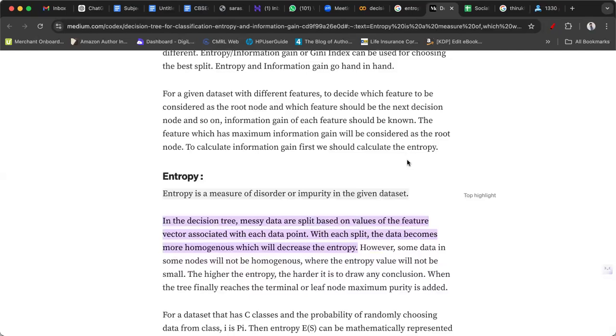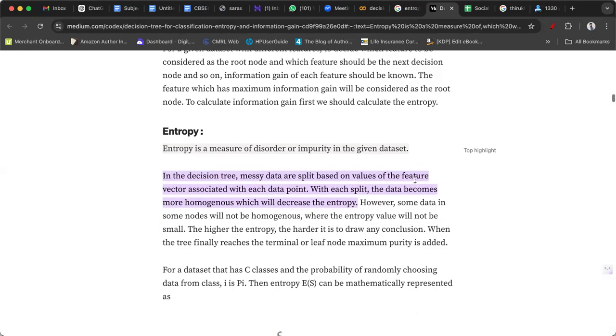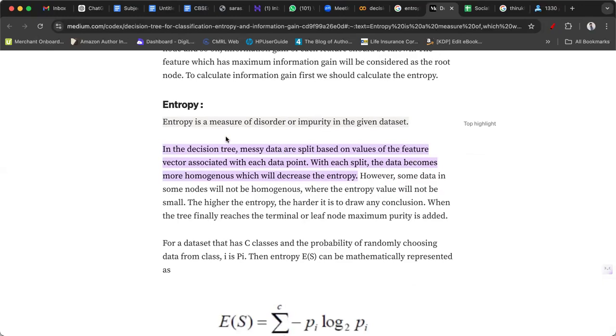To calculate the information gain, first we should calculate the entropy. Wherever you are calculating entropy, you have to consider information gain, and wherever you are calculating information gain, you have to consider entropy. That is why they go hand in hand. Entropy is a measure of disorder or impurity in the given data set. It's a very simple definition, but it has a value and it has an impact.